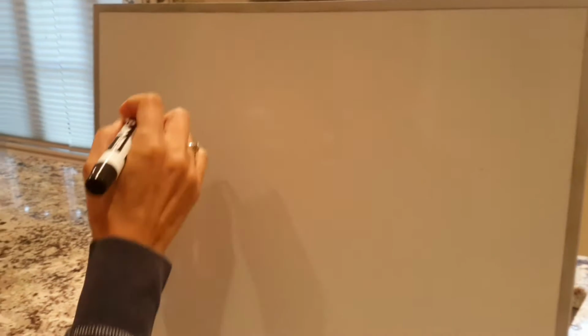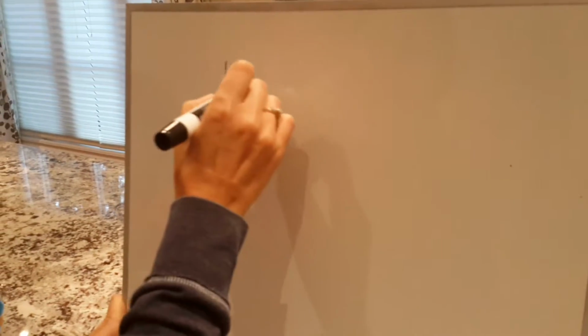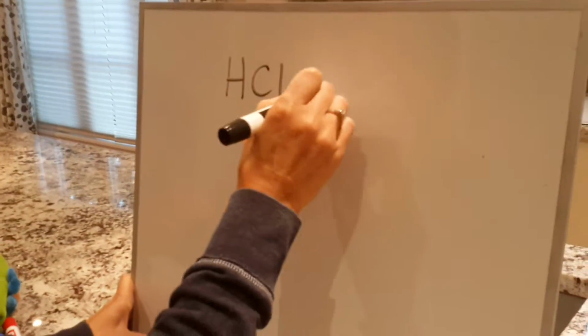Hi grade 11s, I just want to go over a few things regarding nomenclature, specifically related to the last portion of the ISA. In the last portion of the ISA you were looking at naming acids, and I want to talk about two types of acids.